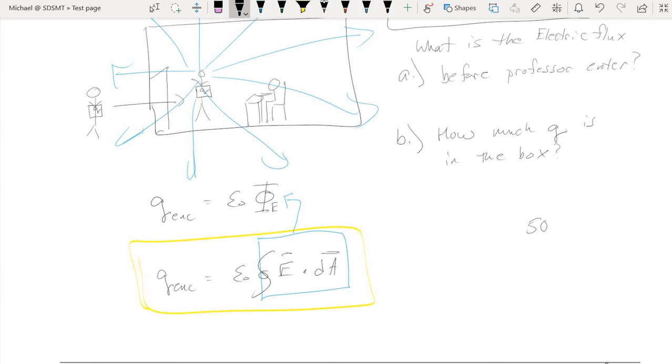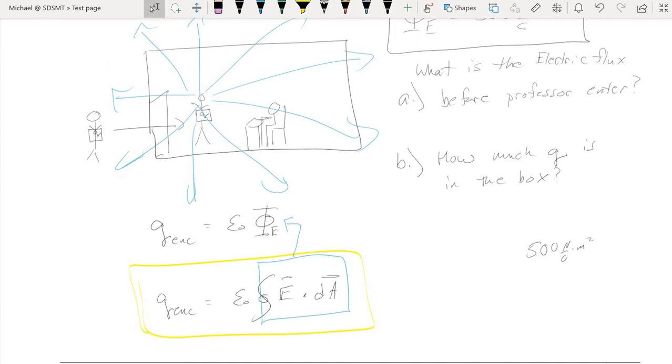And so we have a net flux of 500 newton meters squared per coulomb, and you don't need to know the dimensions of the room. This flux has already been measured. All you need to know is what is the permittivity value, and we'll just go ahead and keep using epsilon naught until we have a reason to change. And that can go into our calculator. We have our 8.85 times 10 to the minus 12 times 500.